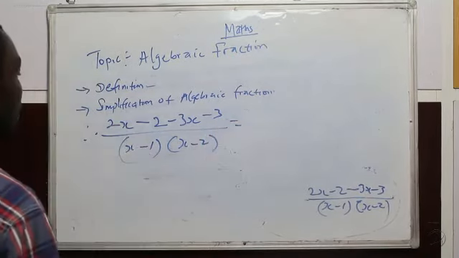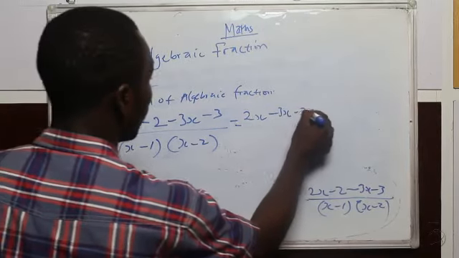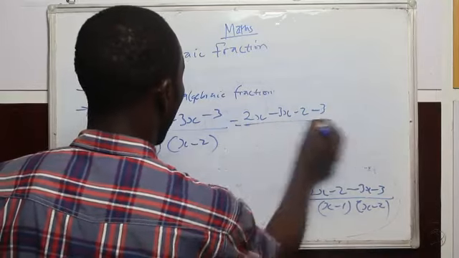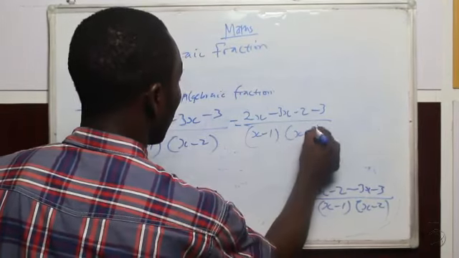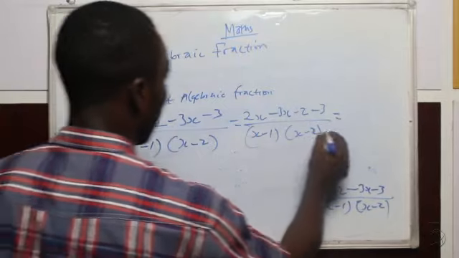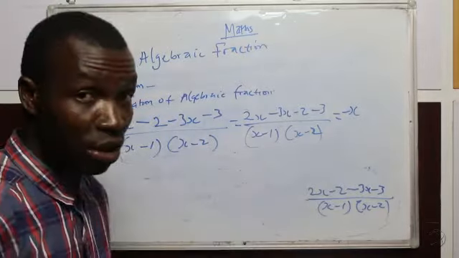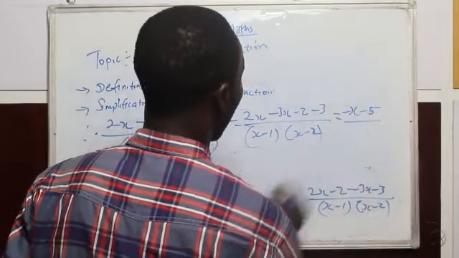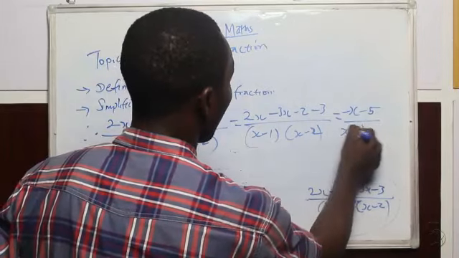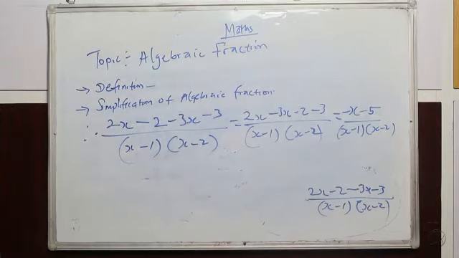Which is equal to 2x minus 3x minus 2 minus 3 over x minus 1 bracket x minus 2, which is equal to: 2x minus 3x will give us minus x, minus 2 minus 3 will give us minus 5, over x minus 1 bracket x minus 2.